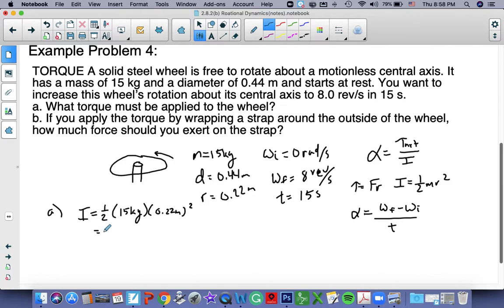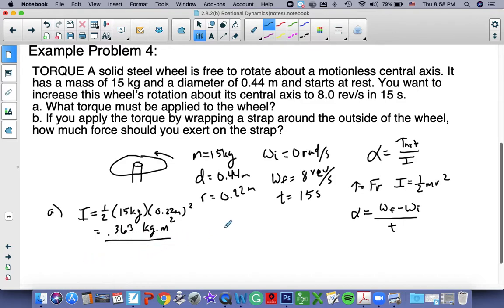So put that in your calculator. 0.5 times 15 times 0.22 squared, you end up with 0.363. So 0.363, and again the label is kilograms times meters squared. And so that's one thing we're going to use.